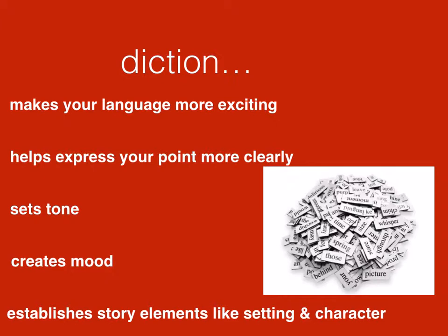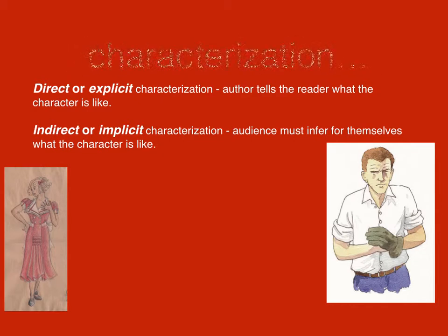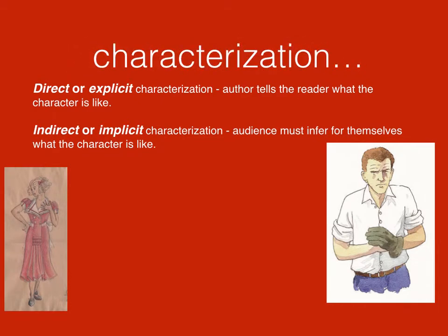And that last one is the one we're going to focus on today when we analyze how John Steinbeck uses diction to create his characters in Of Mice and Men. So characterization can happen in two ways. First, it can be very direct. So this is when an author tells us exactly what a character is like. So Steinbeck could have just said that Curly is extremely aggressive. He likes to fight with people, but he doesn't do that.